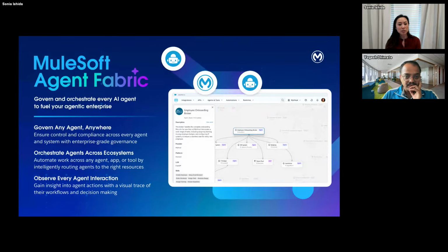So essentially with MuleSoft Agent Fabric, you are going to be able to govern any agent anywhere, orchestrate agents across ecosystems, and observe every agent interaction. So essentially, MuleSoft Agent Fabric really maximizes the value of all of your agents by making them discoverable and capable of working together to solve these complex business processes, and governance and visibility are at the forefront. So that is an overview and introduction to MuleSoft Agent Fabric.